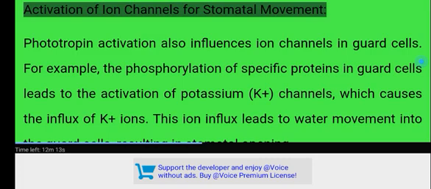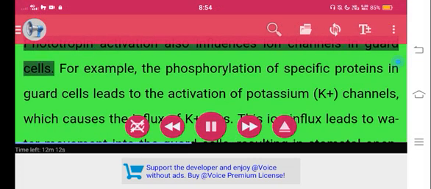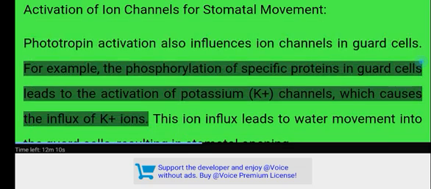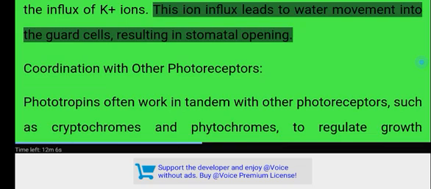Activation of ion channels for stomatal movement. Phototropin activation also influences ion channels in guard cells. For example, the phosphorylation of specific proteins in guard cells leads to the activation of potassium, K+, channels, which causes the influx of K+ ions. This ion influx leads to water movement into the guard cells, resulting in stomatal opening.